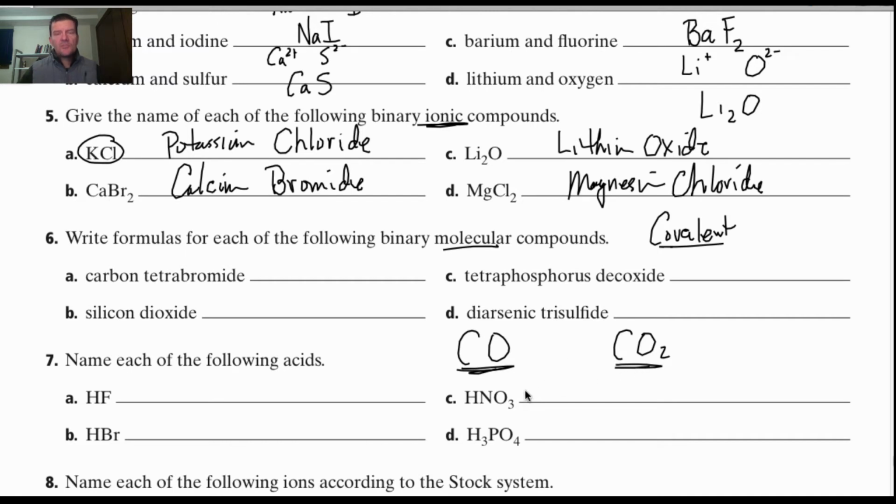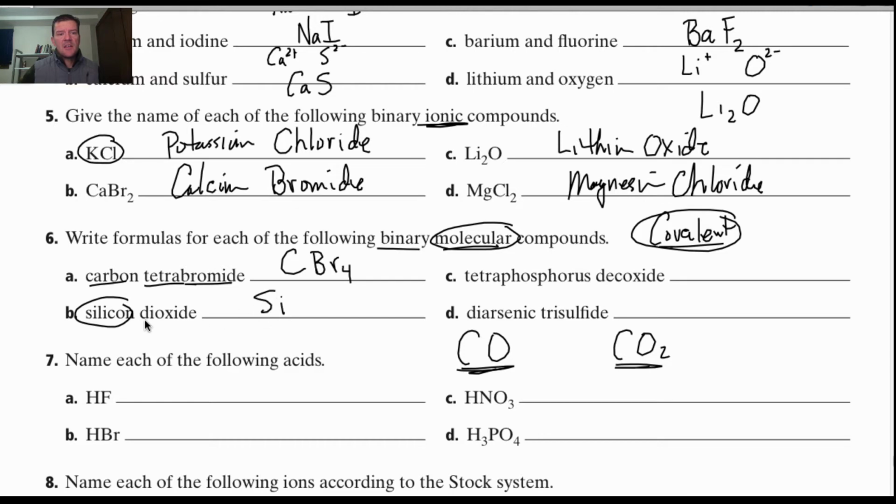This is where we use prefixes. You have to use prefixes when it says molecular or covalent. And these are binary, just 2, and the prefixes tell us exactly how many. Carbon, C, tetra means 4, bromide is from bromine, so that is CBr4. Done. Silicon, Si. Di is 2, oxide is oxygen, O2.